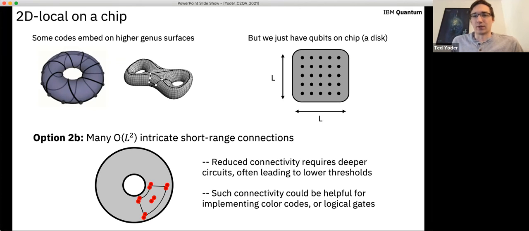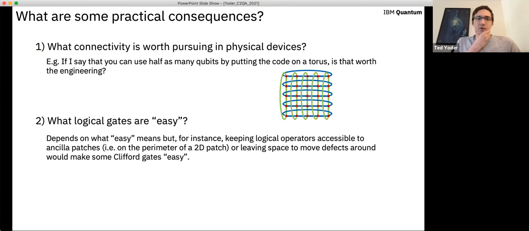Okay, so that was my discussion of some of the practical details here, which I hope that the center will latch on to and stimulate some discussion. Okay, so back to the practical consequences here. I went on a long rant there about connectivity. I think that's the most interesting question. But then also, there's this question of what logical gates are easy.